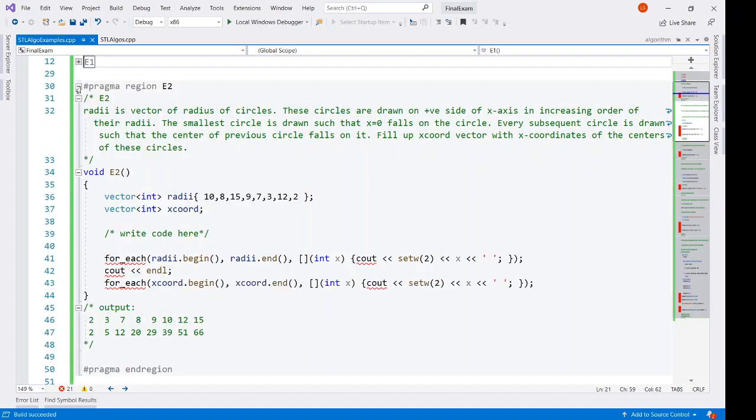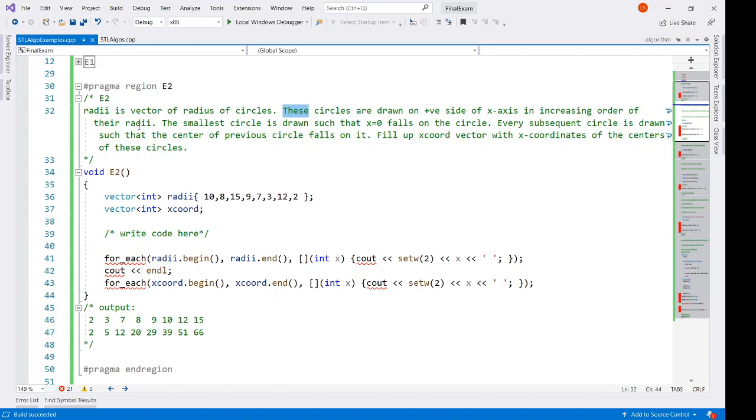Moving to the second problem, it says we have been given a vector of radii of circles. Okay, so there is a radii vector, and these numbers are the radii of various circles. These circles are drawn on the positive side of the x-axis. So these circles are to be drawn on the positive side of the x-axis, meaning x equals 0, and on the right side of that, in increasing order of their radii.